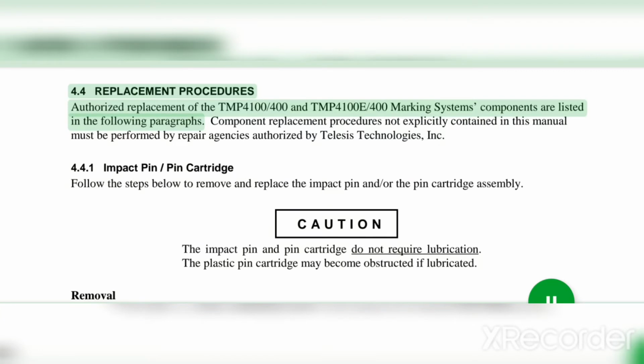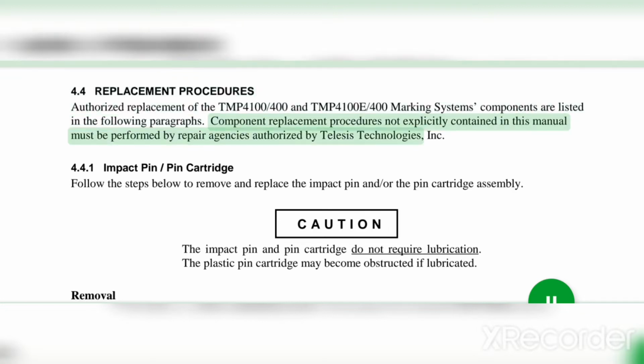4.4 Replacement procedures. Authorized replacement of the TMP 4100/400 and TMP 4100E/400 marking systems components are listed in the following paragraphs. Component replacement procedures not explicitly contained in this manual must be performed by repair agencies authorized by Telesis Technologies, Inc.